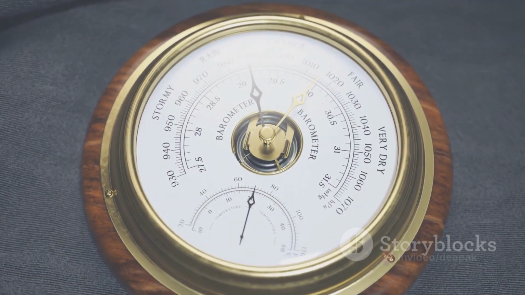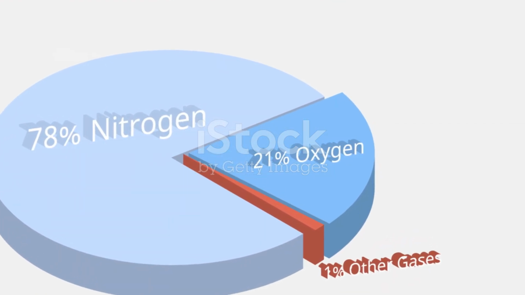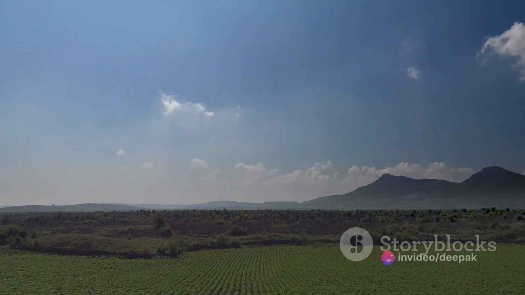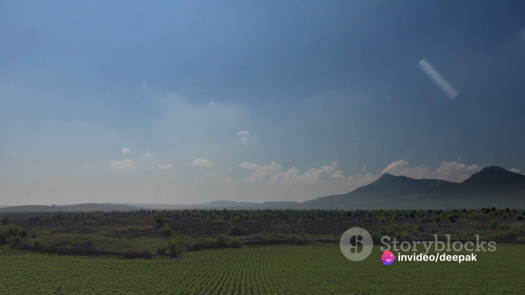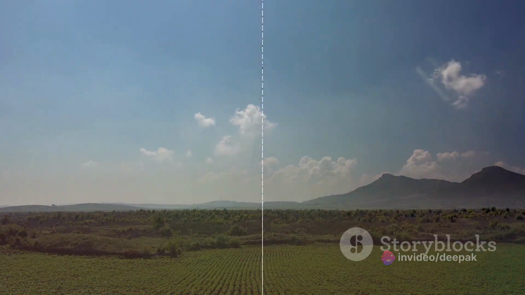Firstly, let's talk about air. Air is a mixture of different gases, predominantly nitrogen and oxygen. But it also contains water vapor, and it's the amount of this water vapor that plays a significant role in how we perceive comfort in our environment.